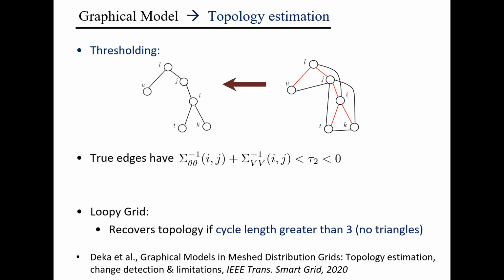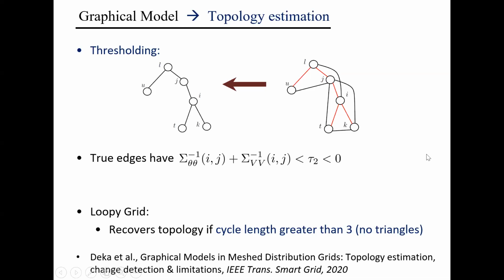But he showed that under this linearized AC power flow model, where you have nodal complex voltages, you can look at the quantities in the inverse covariance matrix of voltages. So this has both theta and V. And you look at the entries of it, and you show that the sum of the entries corresponding to voltage phase angle and voltage magnitude, the sum of these inverse entries for two nodes I and J is strictly negative. So it is below some quantity tau 2, which depends on the parameters of the system, only if it is a true edge. So you can have a threshold-based check and then determine if the entry IJ, non-zero but negative, corresponds to a true edge, or is it a spurious edge, in which case this can be positive.